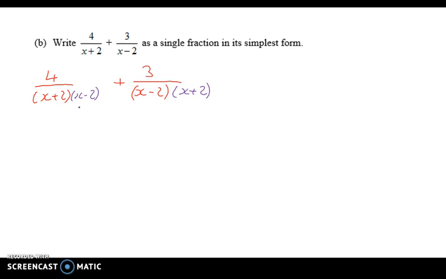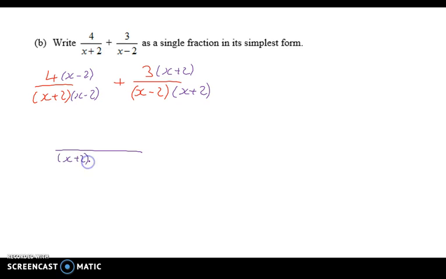But whatever you do to the bottom, you have got to do to the top. So you have got to times the top of your fractions by whatever you times the bottom by. So on the first one I did x minus 2, on the second one I've done x plus 2 to make it the same. And now, because they've got the same denominator, you can just write it over the same thing.